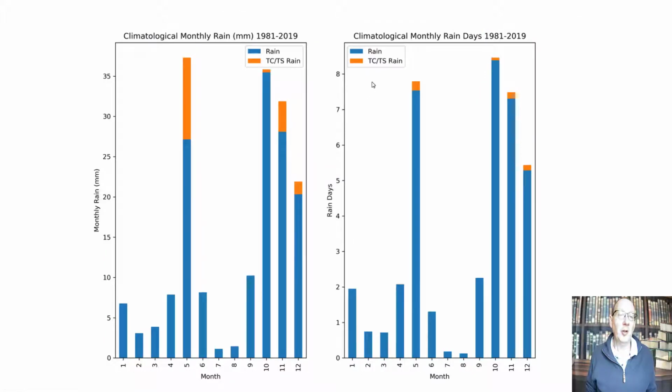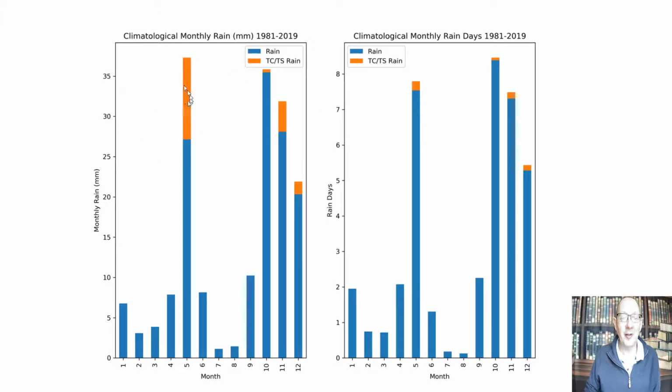I now look at the partitioning of rainfall into rain from non-tropical cyclone and non-tropical storm conditions, normal, and tropical cyclone conditions as a function of time of year. So I'm going to look at the total rain and the number of rain days. Remember, a rain day is rainfall more than a millimeter. The left plot here shows the total rainfall in millimeters. This is the average over the whole 39-year period.